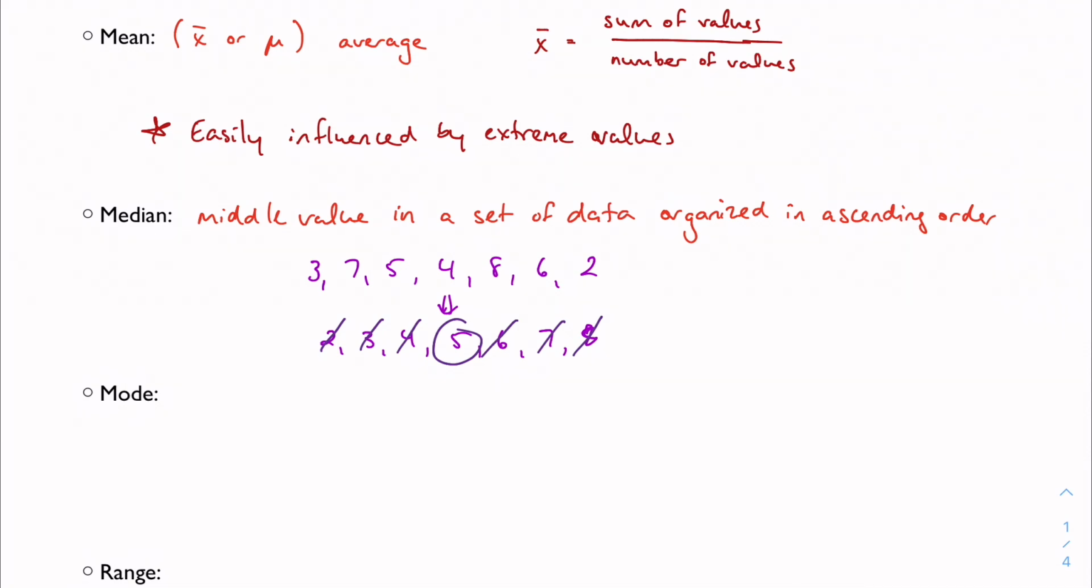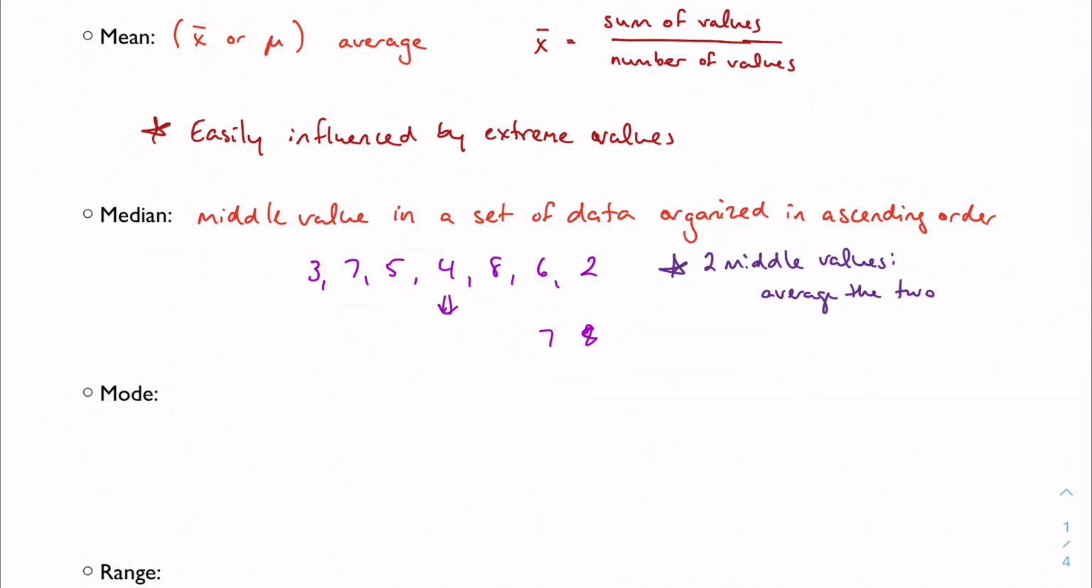If there are two middle values, so the thing we have to watch out for here is that if there are two middle values, just take the average of the two. Right, so if I knocked off maybe this 2, so I have 3, 4, 5, 6, 7, 8. Well, if I start eliminating values, I have a 5 and a 6 in the middle, so my median is really actually the average, which is 5.5.